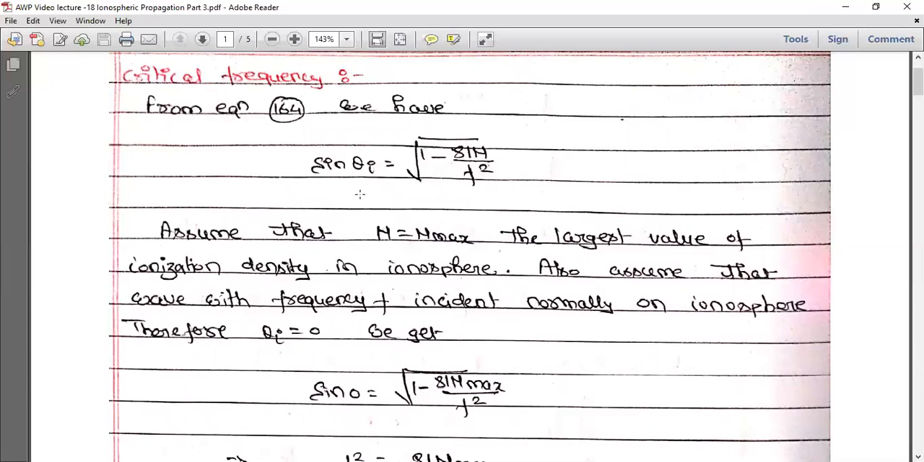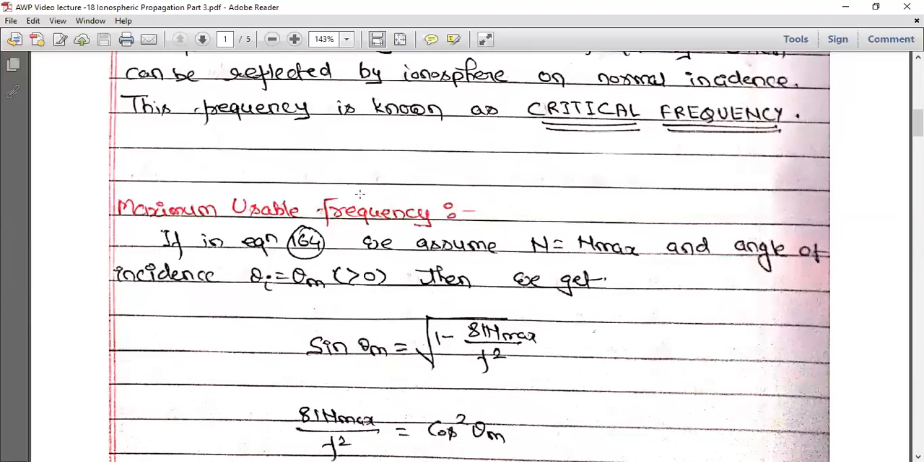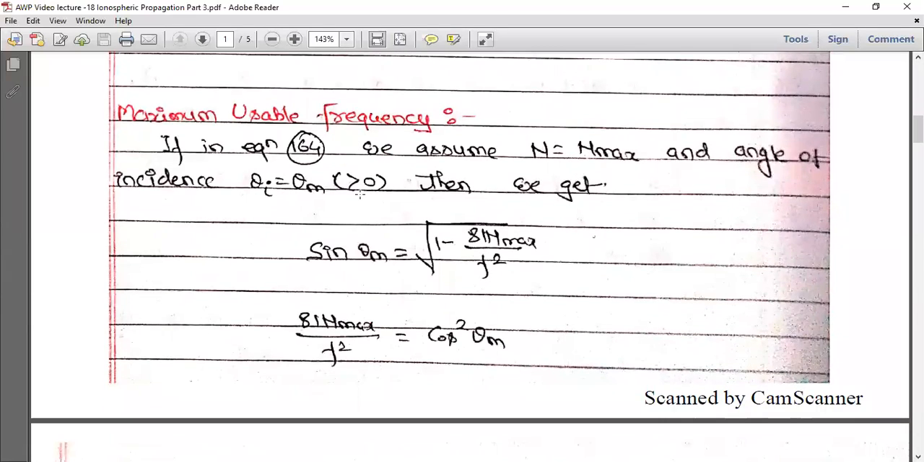Now we increase theta i to some positive value. We consider theta i to be equal to some theta m, which is greater than 0. And we need to find what will be the maximum frequency which will reflect back from, again, the layer with maximum electron density. So in place of N, you place N max, but in place of theta i, we substitute some theta m. In equation 164, we assume that N remains N max, and the angle of incidence becomes theta m, which is greater than 0. When you substitute, you find that sin θm equals the square root of 1 minus 81 N max upon f squared.